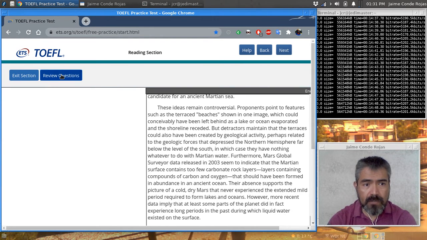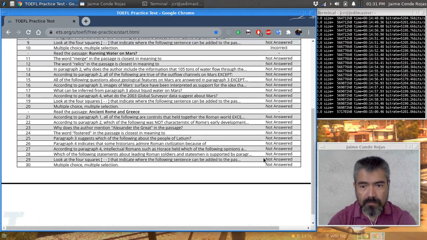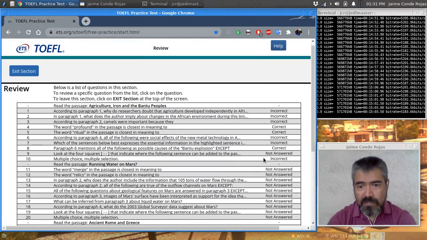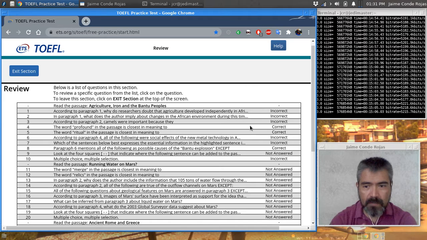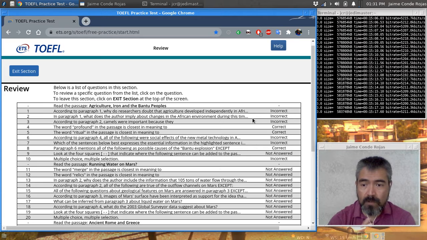In this case, you can review the questions. Incorrect, incorrect, incorrect. 2 correct answers. Not answered, not answered. But remember, I just clicked randomly. I didn't pay attention to the real answers. In the TOEFL test, you cannot see this part. You cannot see if your answers are correct or incorrect. You just answer, and at the end you will receive your results.